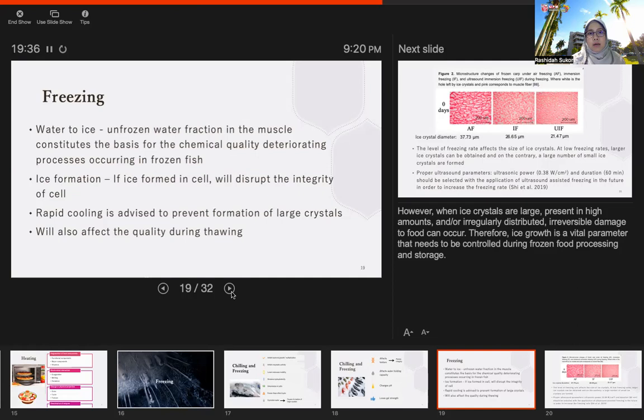So just now we were talking about these large crystals. For example, when ice crystals are large, present in high amount, or irregularly distributed, it will irreversibly damage the food. This can happen if you have large crystals. Therefore, the growth of the ice is a very crucial parameter and needs to be controlled during frozen food processing and also storage. One way you can prevent this is using rapid cooling. I think this one is mostly used in the food industry.